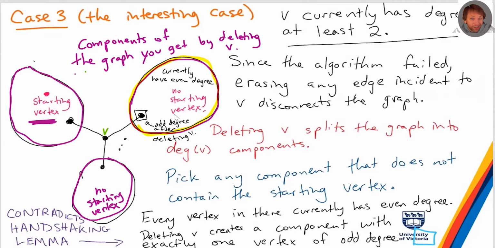But a component can't have exactly one vertex of odd degree, remember? Because of handshaking, the component must have an even number of odd degree vertices, because the sum of the degrees has to be even. To say that again, if I delete V and look at this component, every vertex has even degree except for one. So if I add up the degrees, I get even plus even plus even plus even plus odd, which makes an odd number. But the sum of the degrees cannot be odd by handshaking. So that's a contradiction. This contradicts the handshaking lemma, and this proves that this algorithm always works. So there's always a choice which doesn't disconnect the graph.